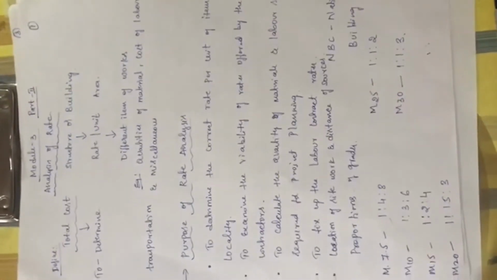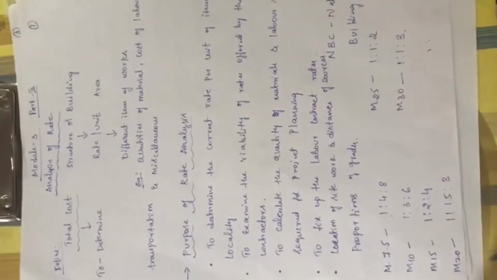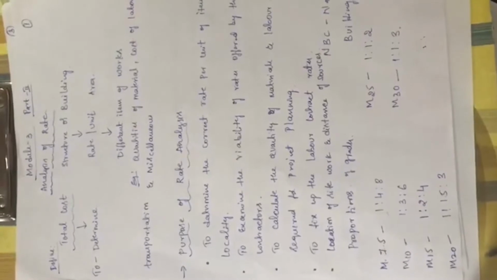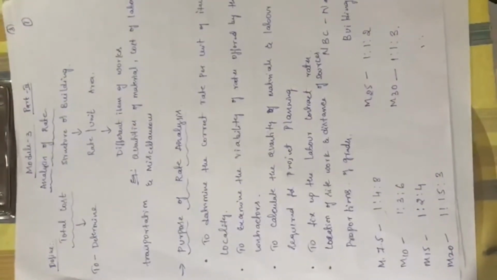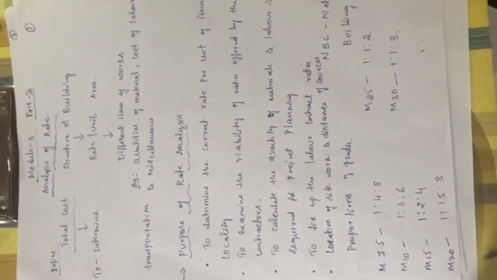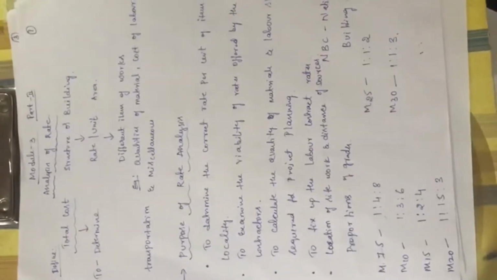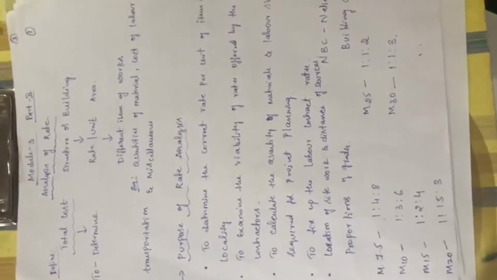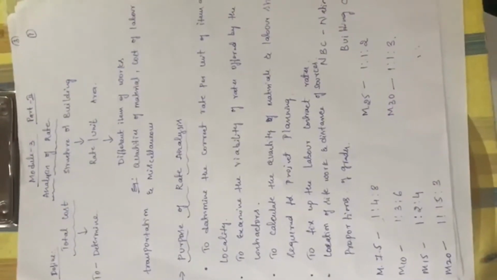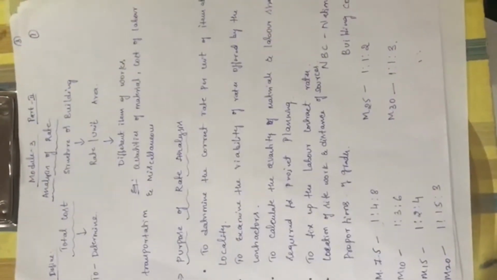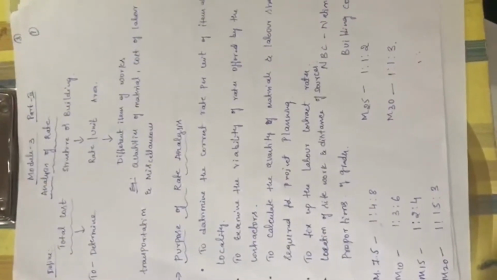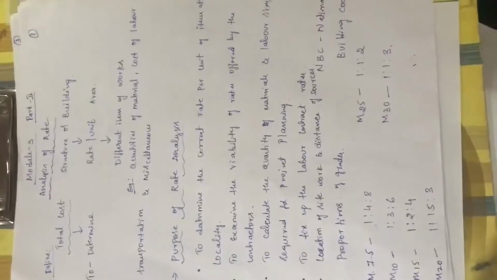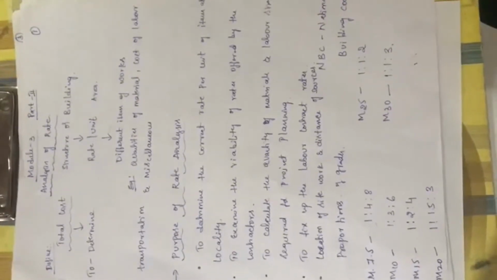Today I am going to explain Module 3, Analysis of Rate. So what do you mean by analysis of rate? To determine the total cost of any structure or building that will be considered, it is also necessary to determine the rate per unit area for different items of the work. For example, the different items of the work, the quantities of materials, cost of the labor, the transportation and miscellaneous. So this overall will be called the analysis of rate.